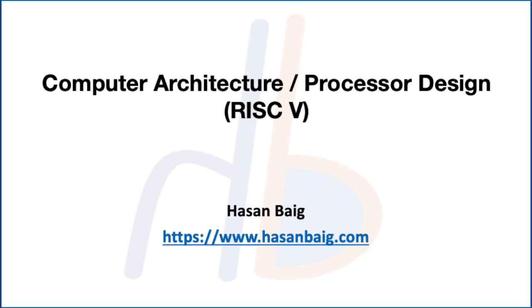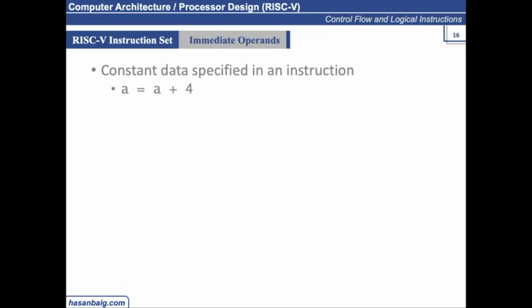So we have talked about how to perform addition between two operands. Many a times you have an immediate value, like in a loop. When you have to increment a loop, if the loop variable is I, what you do is I equals I plus 1 in every iteration. So 1 here is an immediate value, a constant. The instruction is like this: a equals a plus 4, incrementing by 4.